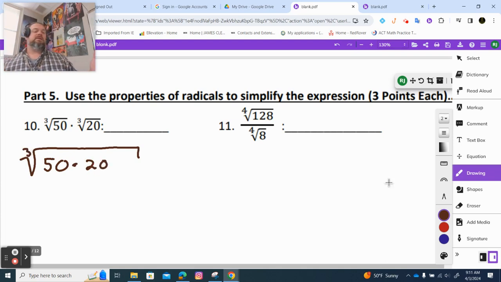All right. We're going to multiply 50 and 20 together. Multiply, multiply. And then we're going to take the cube root of that. So 50 times 20 is 1,000.